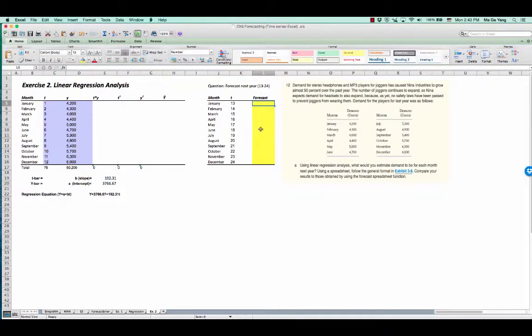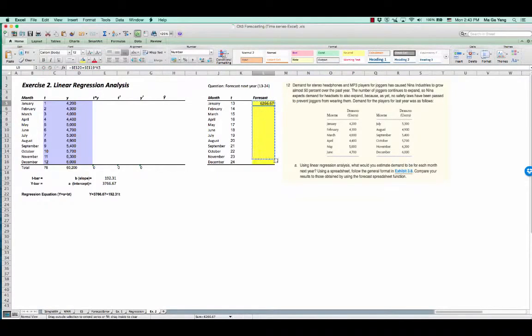To forecast your next year, use this intercept and slope times your time variable. Again, as I said, this could be fixed by adding the dollar sign before and after this letter. So we use the same slope and same intercept, while we allow the time variable to change. Sorry, this should be your time variable here.